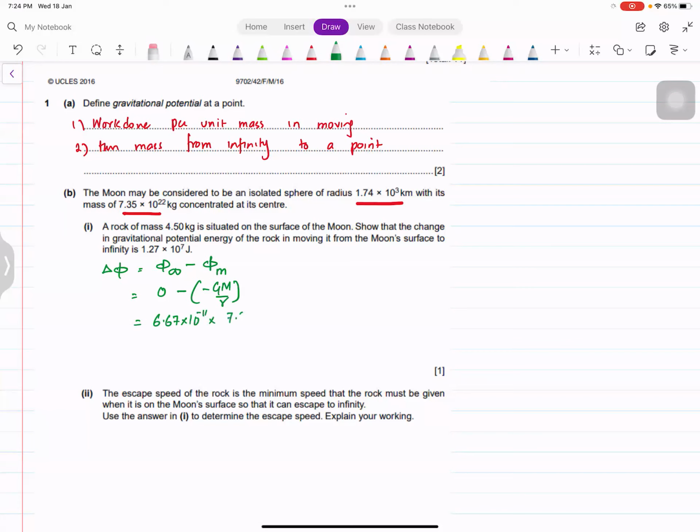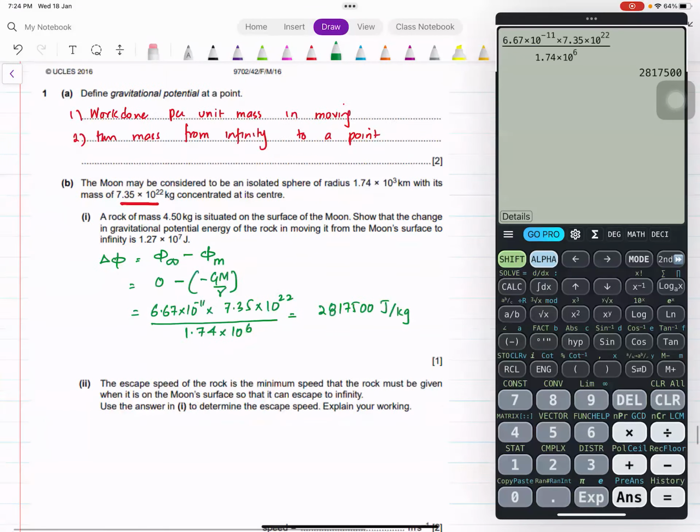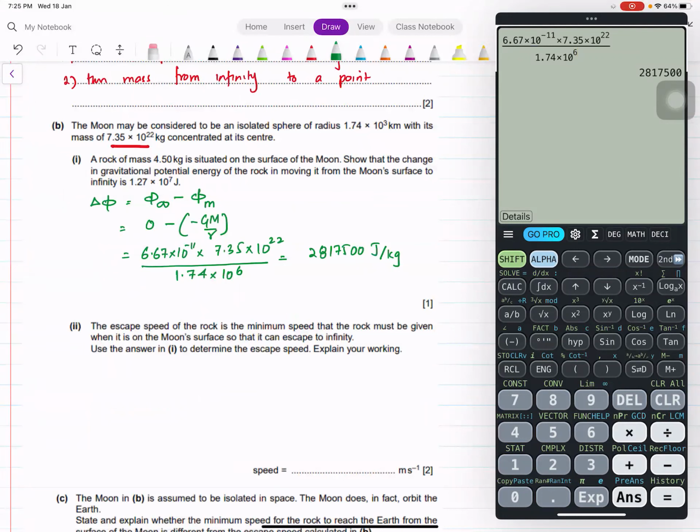And now G is 6.67 times 10 raised to minus 11. The mass of the moon is 7.35 times 10 raised to power 22, divided by the radius of the moon, which is 1.74 times 10 raised to power 6. Now you need to convert this to 10 power 6 like this, okay? So then if you help me, please do this with me because I might make a mistake, and that will be on you people then. 7.35 times 10 raised to power 22 divided by 1.74 times 10 power 6. So this is 281750 joules per kg.